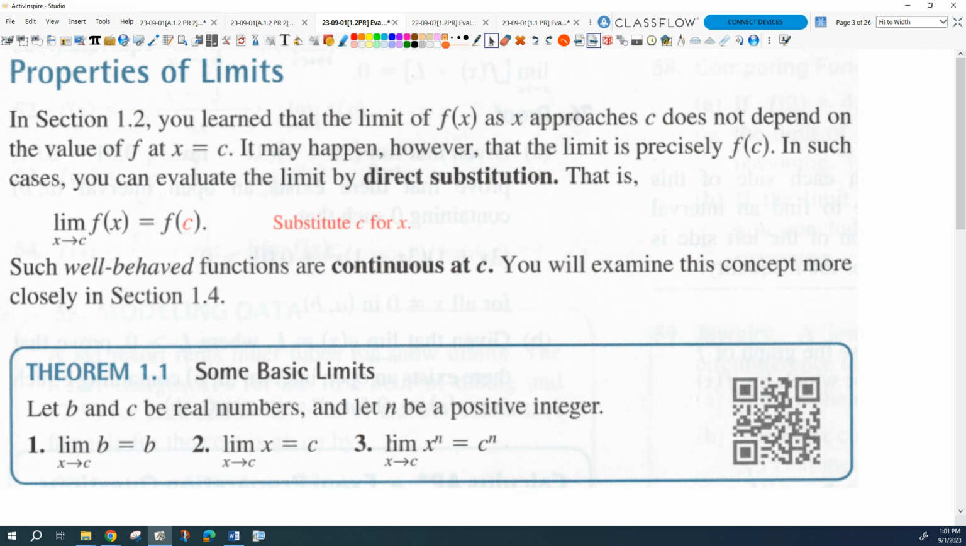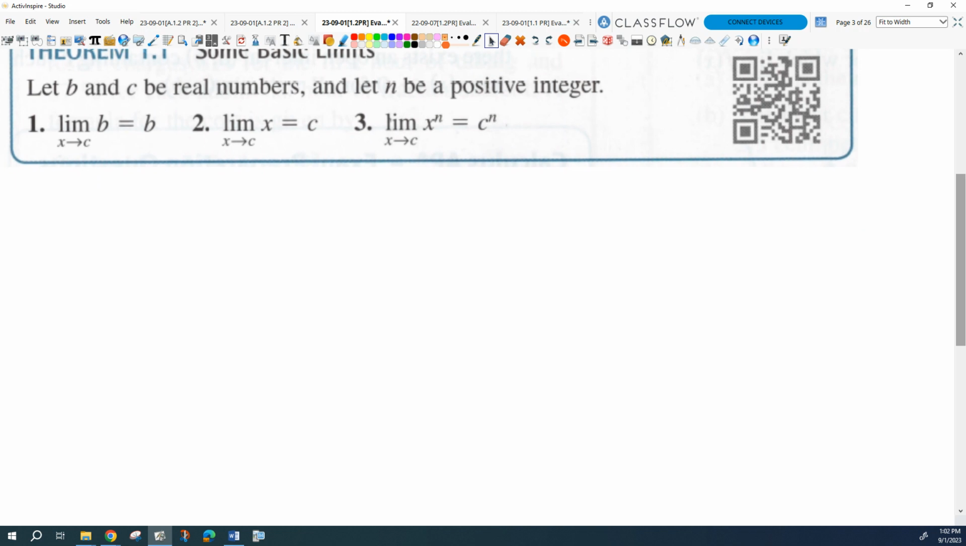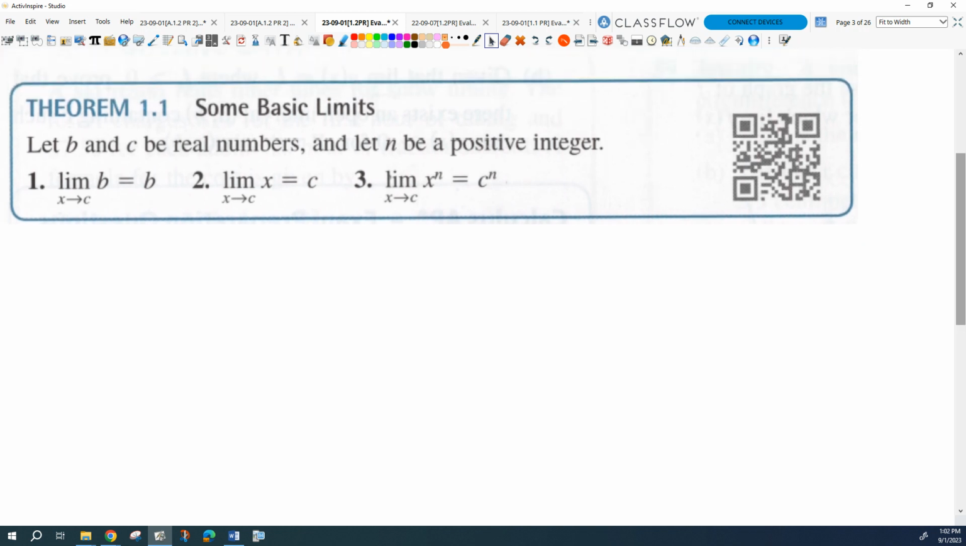So let's look at some. This sentence is really important here. Such well-behaved functions are continuous at c. Those are the ones where direct substitution is guaranteed to work. Okay, it's all the other ones that are tricky. Those are easy. Let's look at some basic examples, right? I don't want to spend too much time on this because it's really not that big a deal, but let's spend a little time.